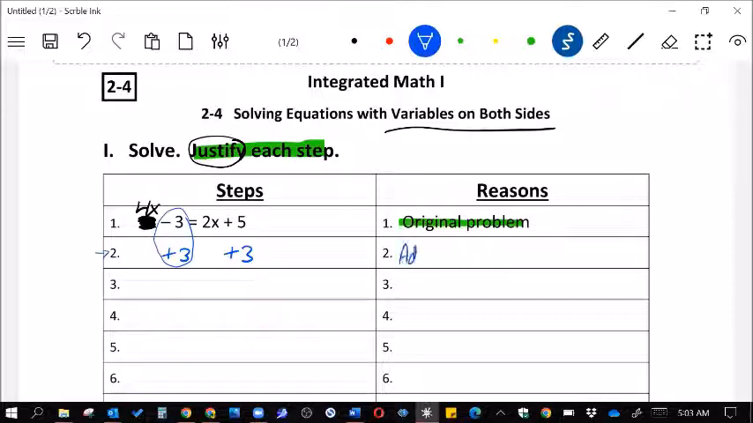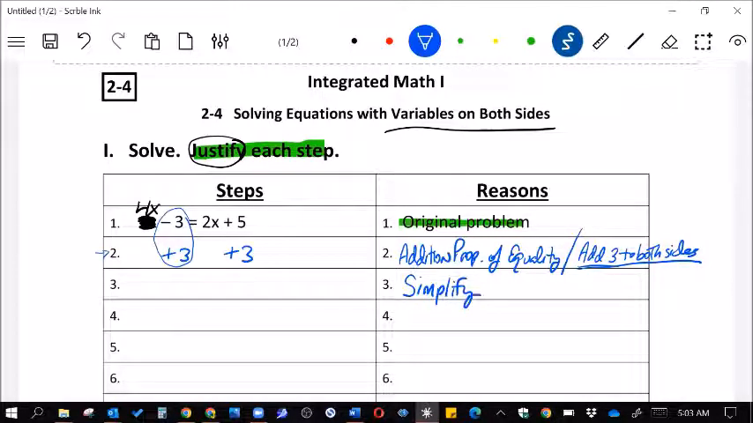This is called the addition property of equality. But on a practical basis, it can simply be said, add 3 to both sides. And that's acceptable if you don't remember the name of the property. The third step is where we simplify it by actually doing that plus 3 on both sides, which gives us 4x equals 2x plus 8.